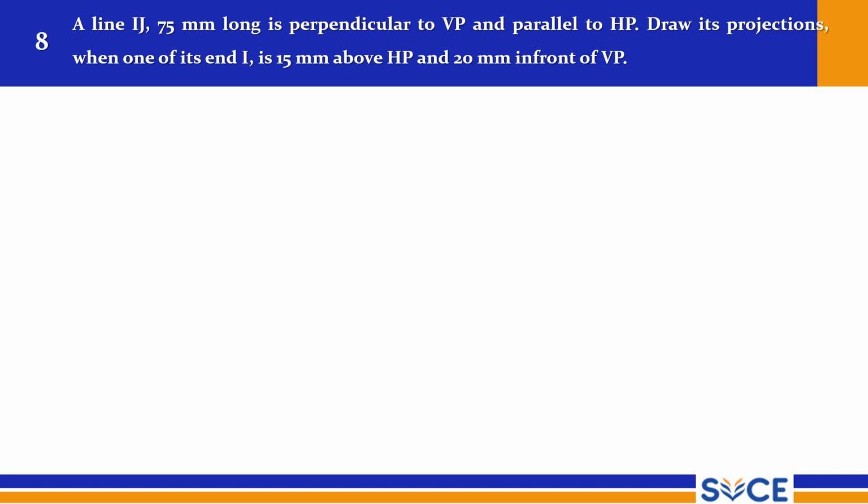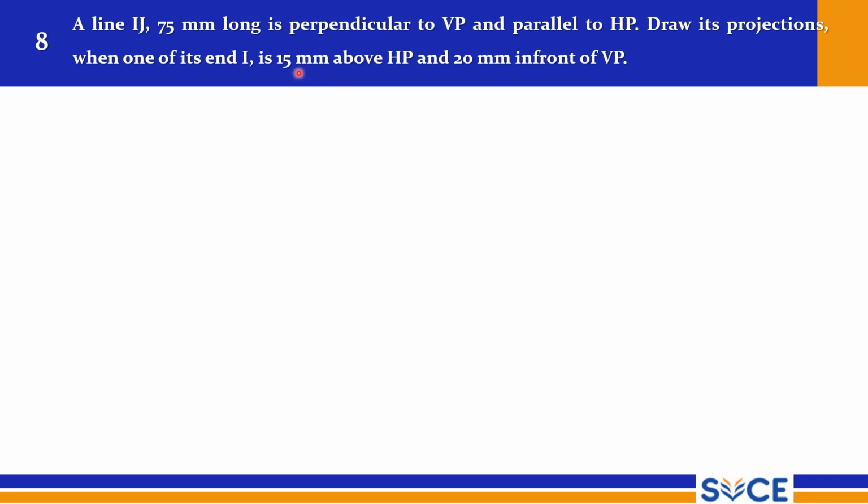Draw its projections when one of its end I is 15 mm above HP and 20 mm in front of VP. So the front view is obviously a point, 15 mm above HP. And for the top view, you have to start from 20 mm in front of VP. That is for the front view, 15 mm above HP.